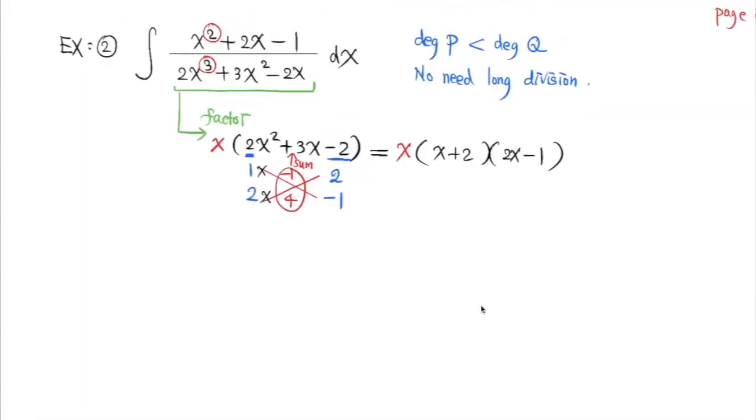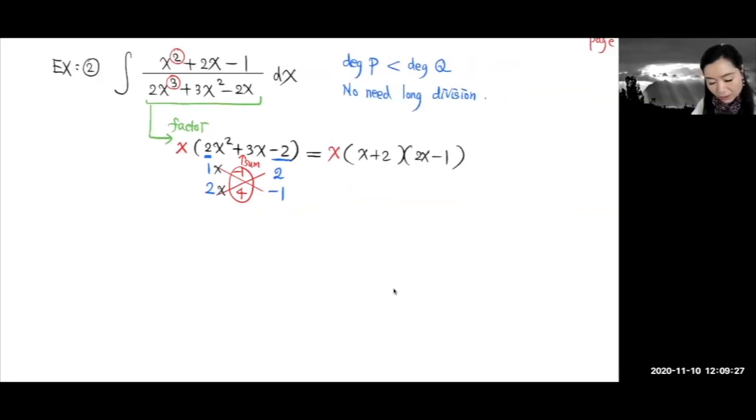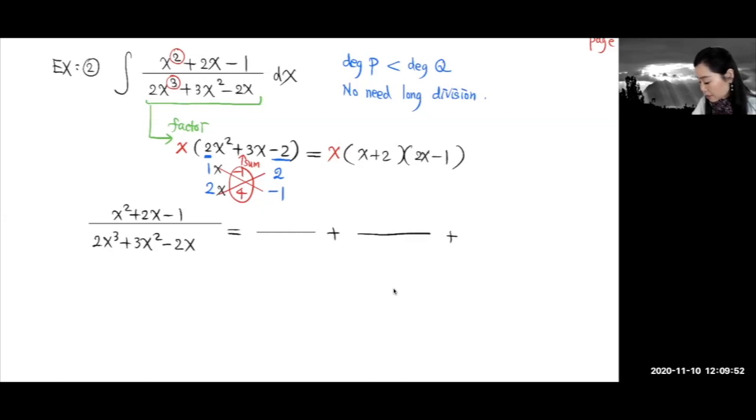This is really long. You guys think you can spend about 10 minutes on this, right? Okay. So we're going to decompose this: x squared plus 2x minus 1 over 2x cubed plus 3x squared minus 2x. So we're going to decompose it now, okay? It's going to decompose into the sum of partial fractions. Since we have three distinct linear factors, we have three partial fractions.